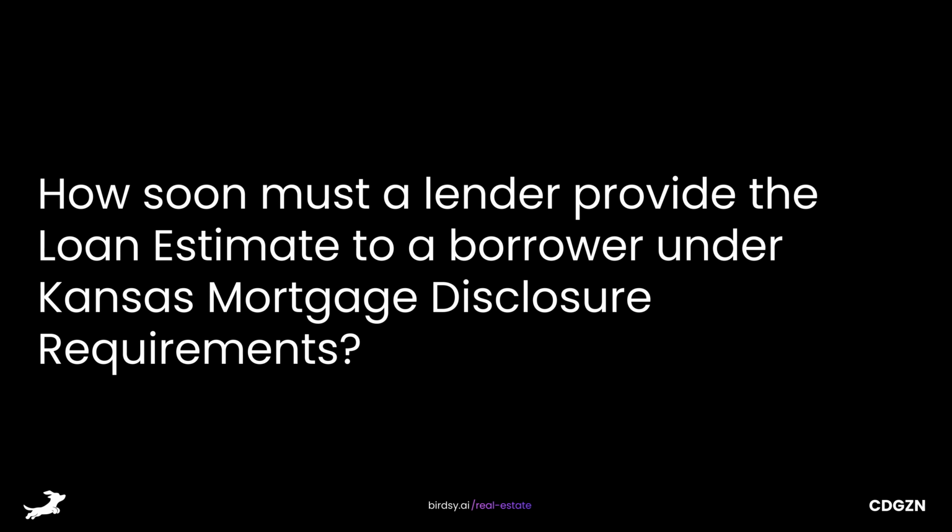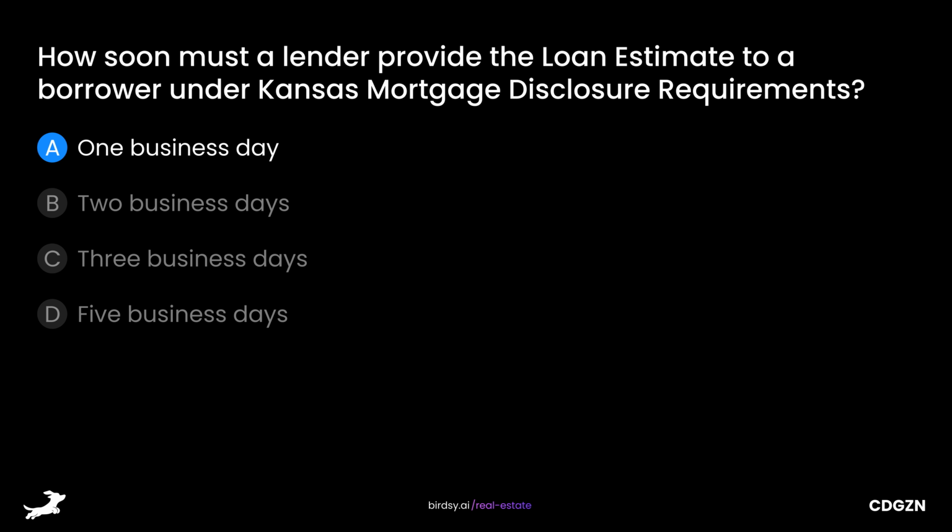How soon must a lender provide the loan estimate to a borrower under Kansas mortgage disclosure requirements? Is it A, 1 business day, B, 2 business days, C, 3 business days, or D, 5 business days? The answer is C, 3 business days.